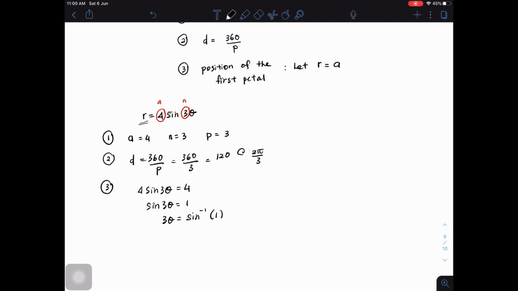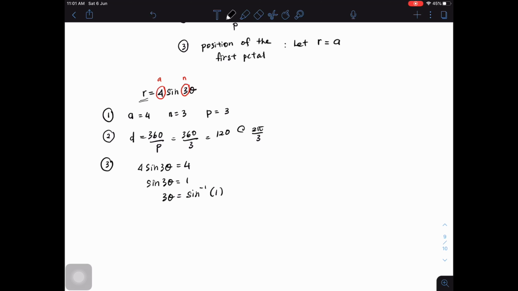You can find the value from your calculator. You will have 3 theta equal to pi over 2, or 90. So 3 theta is equal to 90, or we can write it in the form of pi, which is pi over 2. So theta is equal to 90 divided by 3, which is 30, or pi over 2 divided by 3, which is pi over 6. You can use the number value here or pi here.